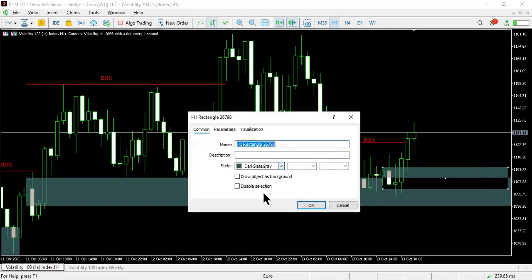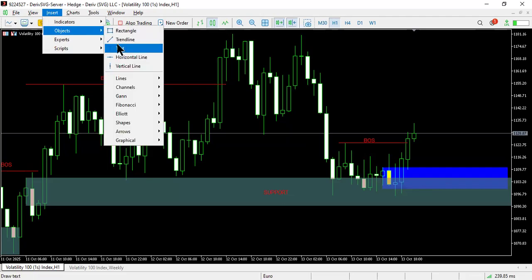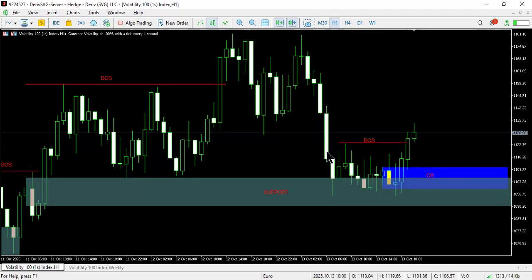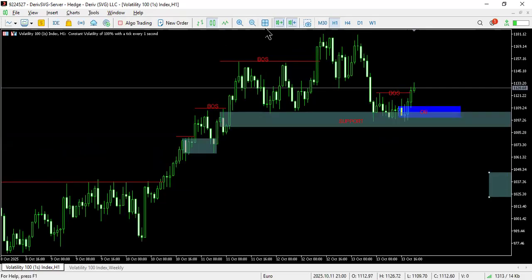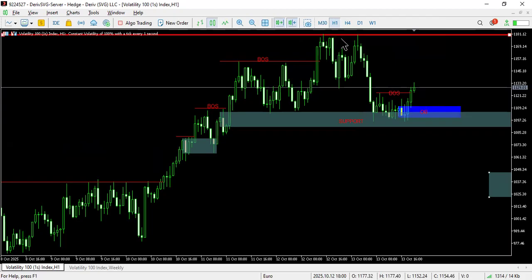So let me change that. That is the order block we'll be targeting because we have just broken structure. That is the order block we are going to be targeting, and we are going to be targeting that swing high. That one is going to be our take profit.